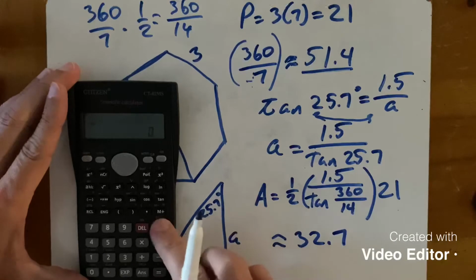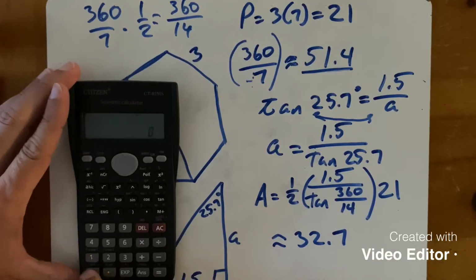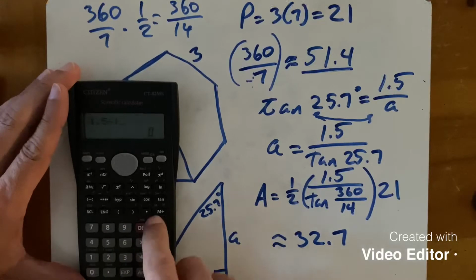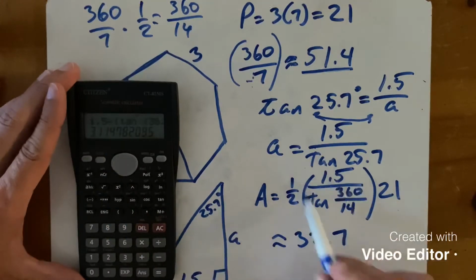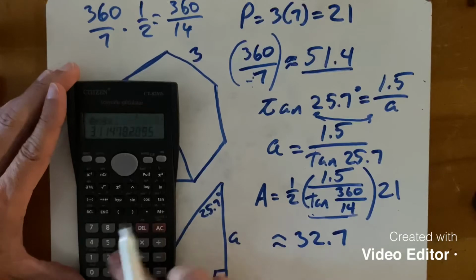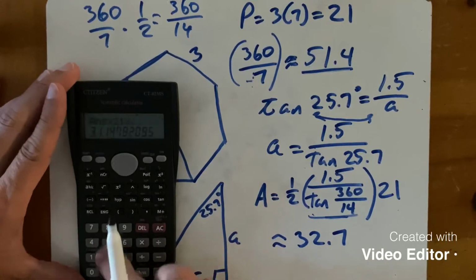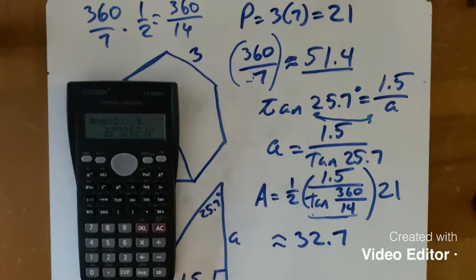Okay, so let's go through that one more time. So we're gonna do 1.5 divided by a tangent of 360 divided by 14. Oh, there we go. Close parentheses equals. Okay, so that 3.114, that's what that equals right there. Then I'm going to do times 21 times 1/2 equals, and there's my 32.7.